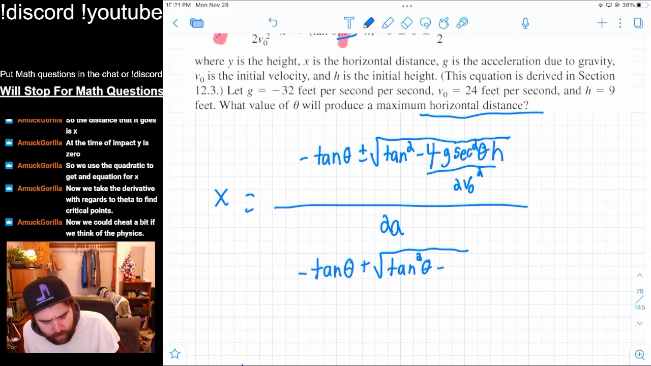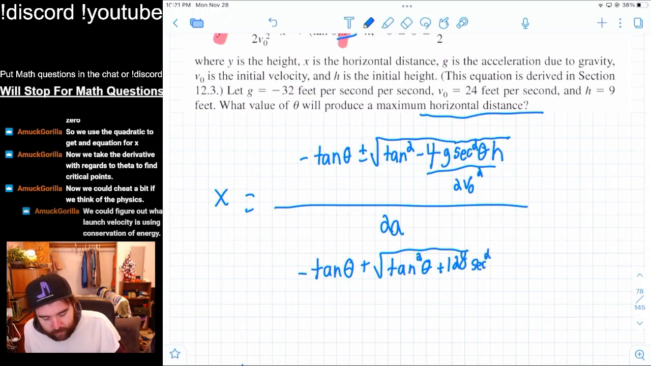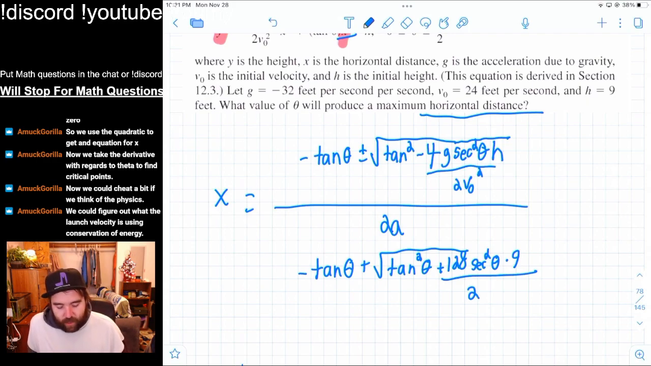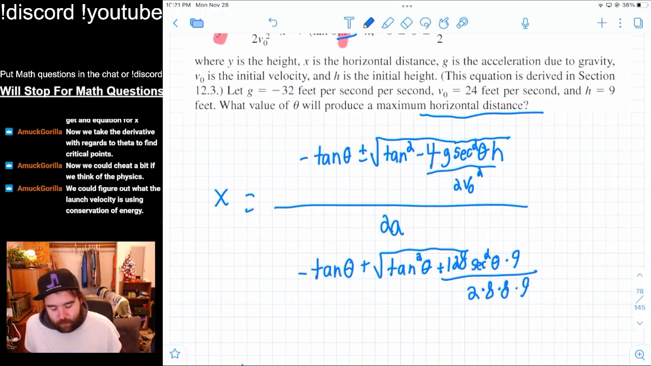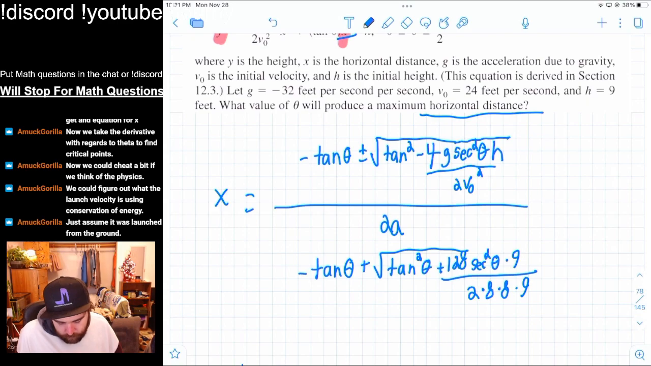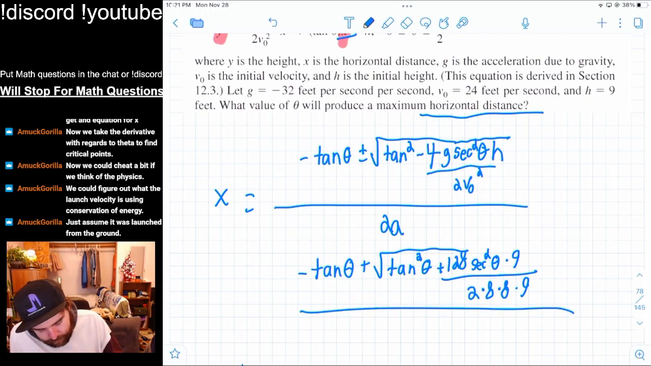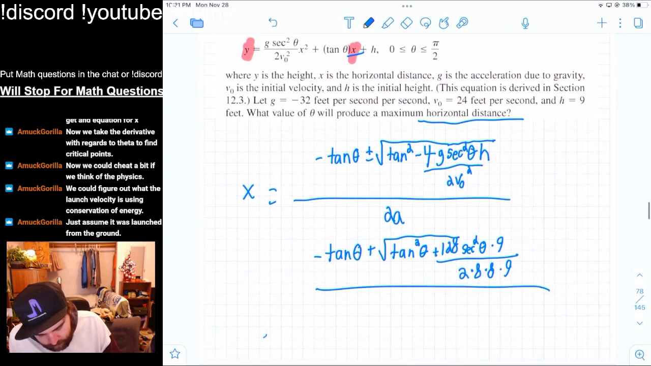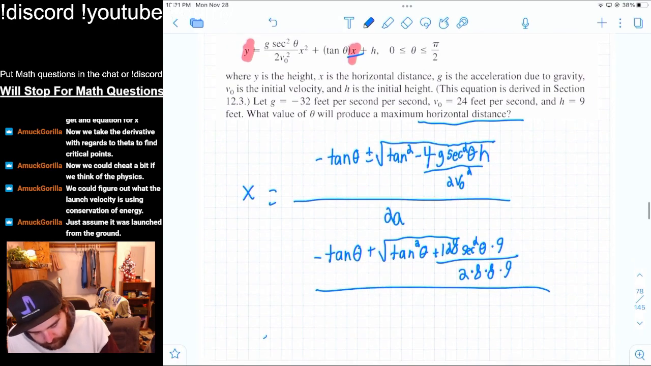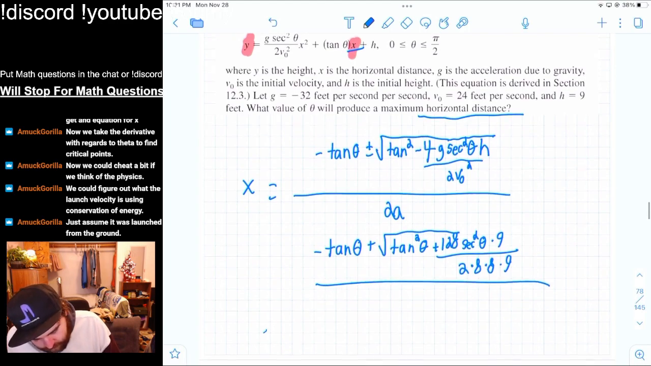And then I'm just going to plug in for now. Tan squared of theta minus 4 times 32. So that's 128. But then it's negative, so that's plus 128. Secant squared times h. So secant squared times 9. Divided by 2 times v naught squared. 8 times 8 times 9. And all of that divided by 2a. Oh, holy moly. 2 times all of that.